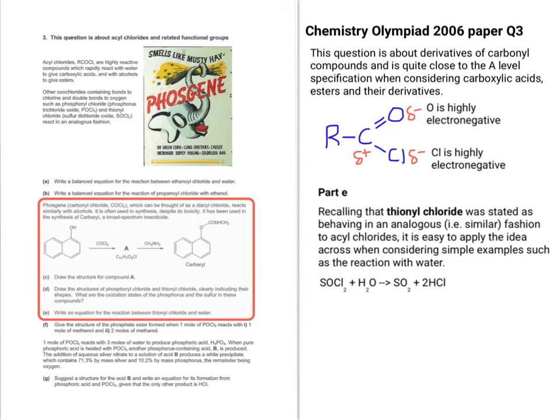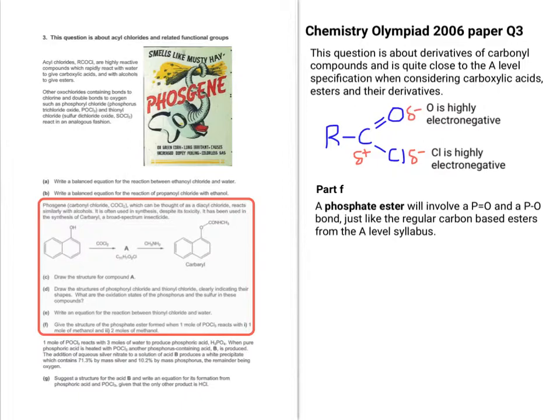So one possibility is the simple reaction that makes sulfur dioxide and 2 moles of HCl. The other option is the formation of sulfuric(IV) acid. Both of them would work, both of them are perfectly acceptable in this case. So let's now go on to the next part.